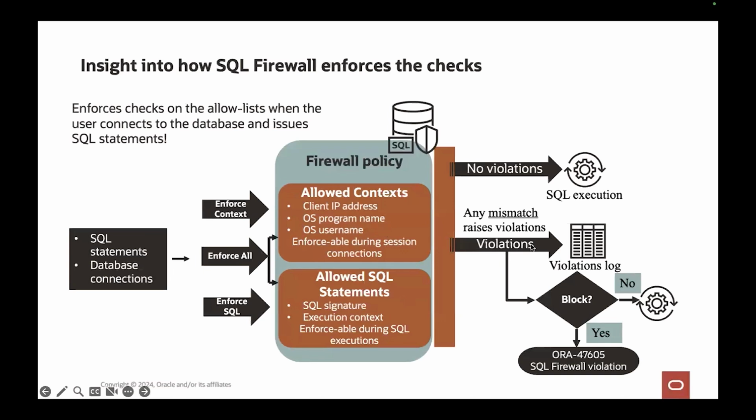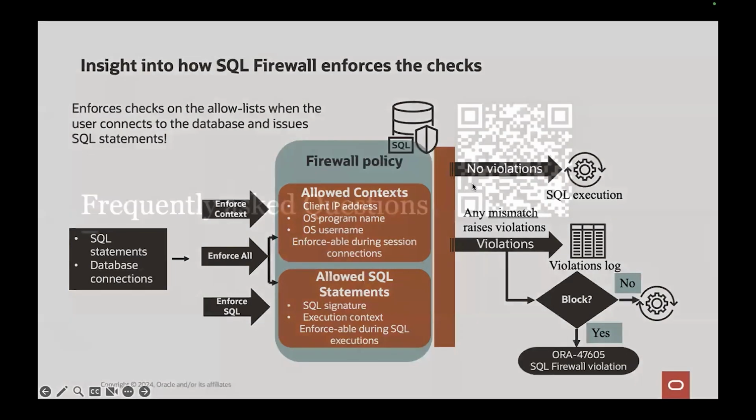Now, violation: if you're just observing, it goes to the violation log and it allows the SQL statements to process. So just observe, the SQL will continue to be executed, but you will see it in the violations. But if you set it to block, we don't allow further SQL execution, and it will raise the 47605 violation, and you would see that in the violations log. So that explains how this entire mechanism works.